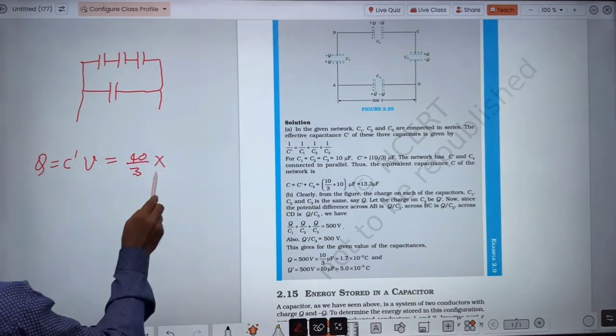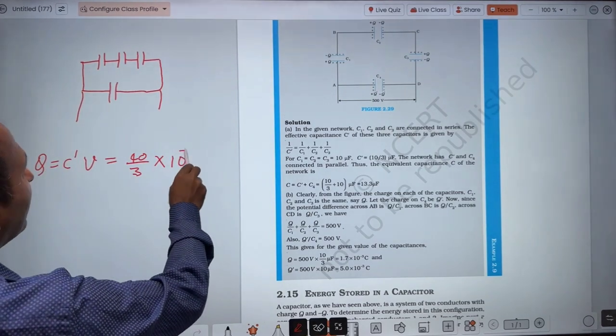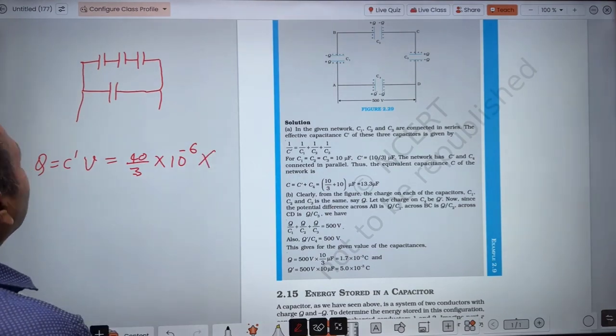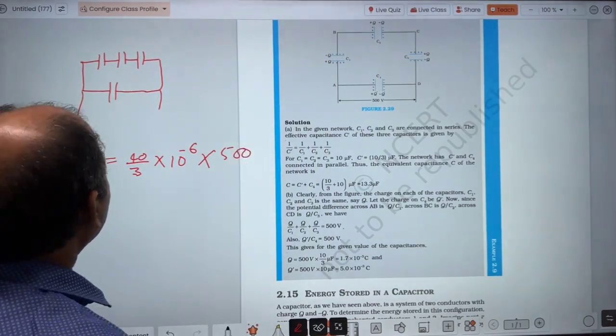40 by 3 microfarad, that is 10 power minus 6, and then the voltage applied is 500 volt. So this is the total charge.